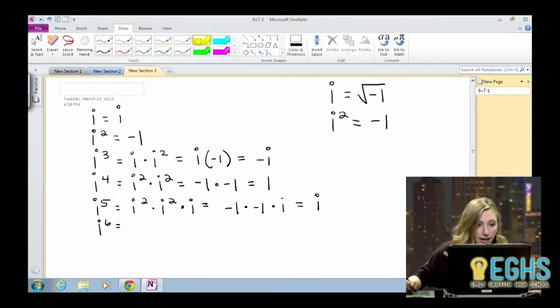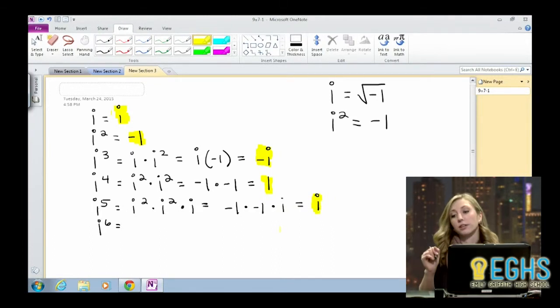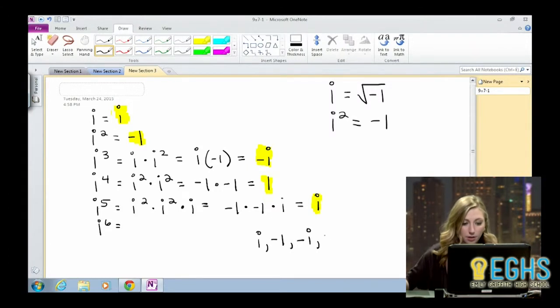And I'm going to highlight what they equal so you can kind of see the sequence that we're going through. So it's i, -1, -i, 1. And then it repeats itself. i, -1, -i, and then 1. And so that's the sequence I think that you're referring to. Yeah, that looks familiar for sure.